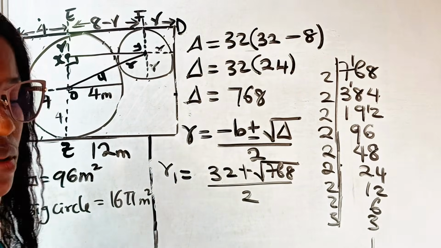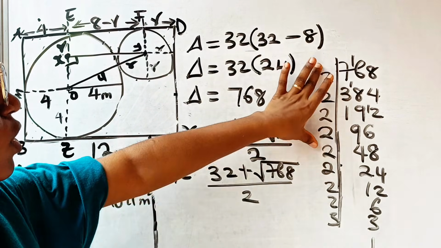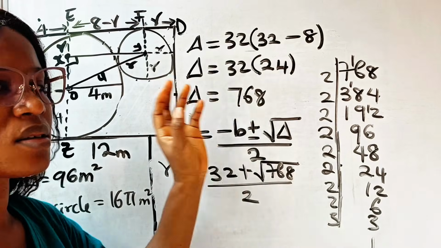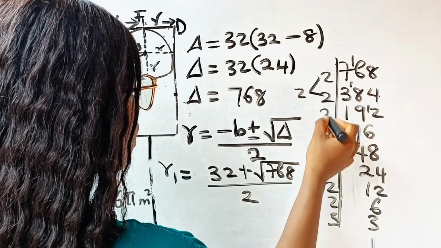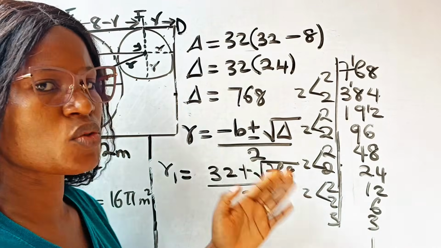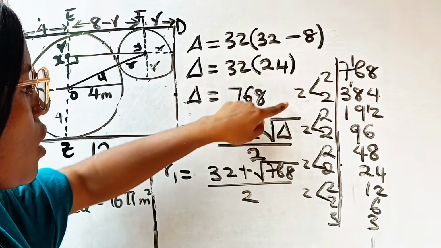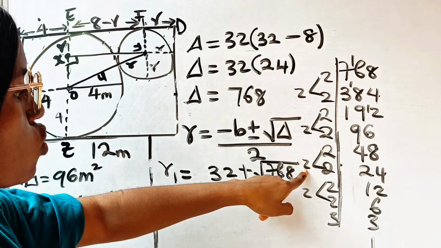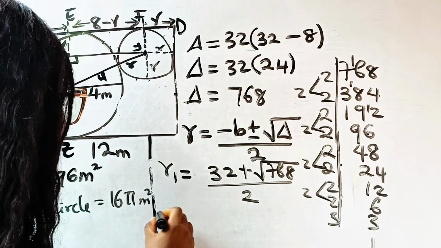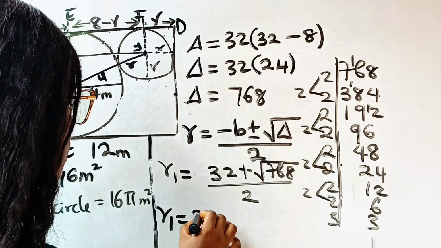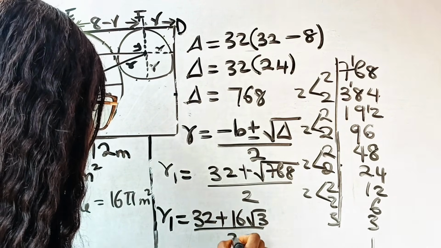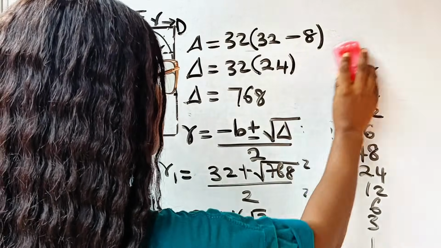So to simplify this, because this is a square root, I will pair, pick one from each pair and put it outside the square root sign. So I'll pick 1 two outside, pick another 2, pick another 2, pick another 2. So what will be outside my root sign will be 2 times 2 times 2 times 2, which is 16. So I have 16 root 3 as the simpler version of this. So I have 32 plus 16 root 3 divided by 2. All right.